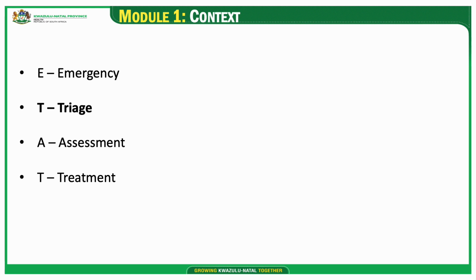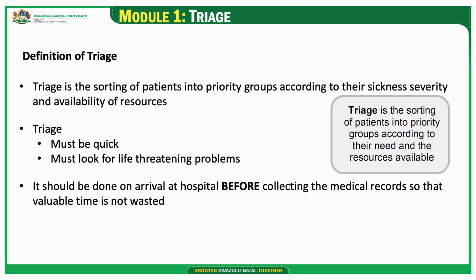Triage forms part of the name of the ETAT course, which stands for Emergency Triage Assessment and Treatment. We can see from its position that it is vitally important to the process. Triage is defined as the sorting of patients into priority groups according to their sickness, severity, and availability of resources. Triage must be quick and must look for life-threatening problems. It should be done on arrival at hospital before collecting the medical records so that valuable time is not wasted.